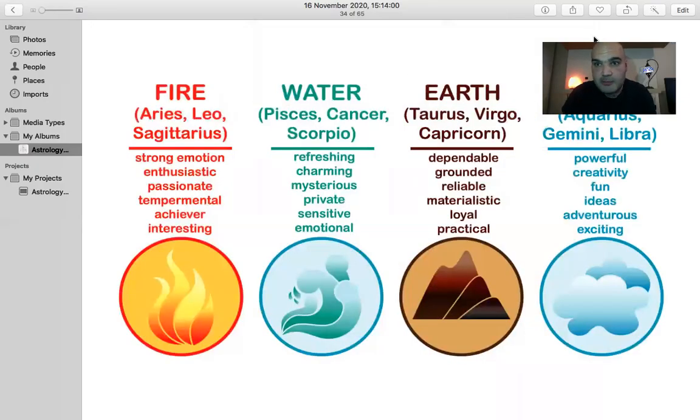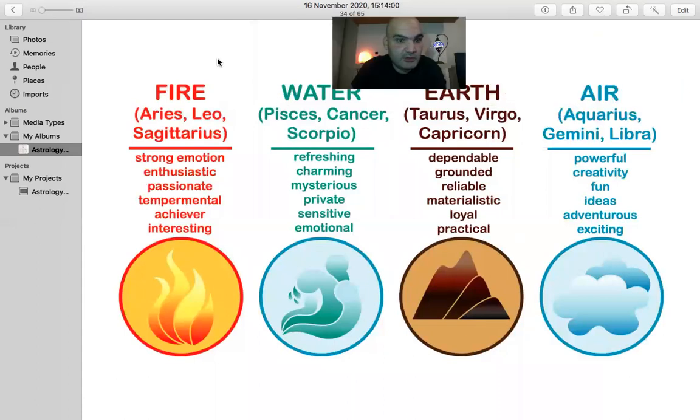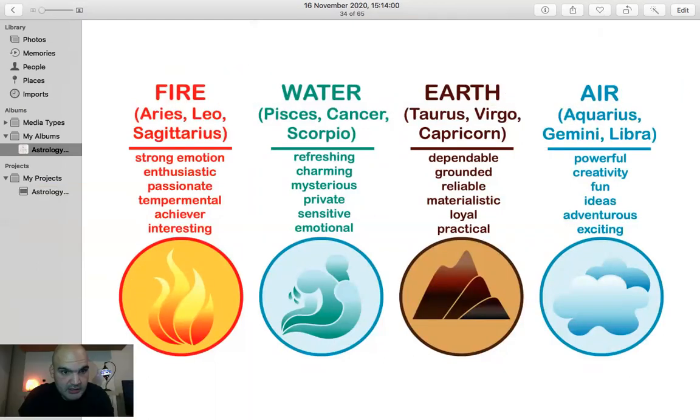So what I'm going to do, let me just move this to the side so you can see the writing. So what we're going to do is go through some basics of what each element is and which signs they relate to, and this slide is just some bullet points, but then in the next slide I'm going to do a little paragraph for each element. So the element of fire relates to the signs of Aries, Leo, and Sagittarius.